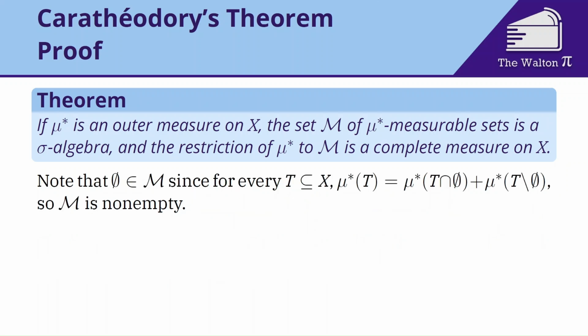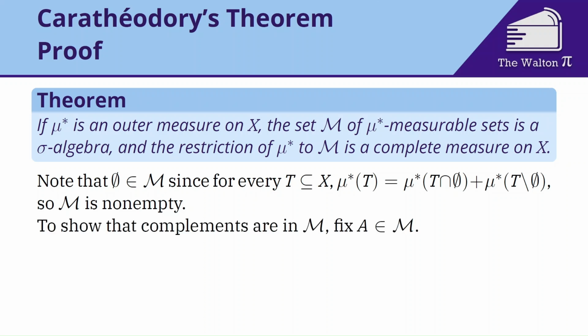So the empty set is in M, since for every test set T, mu star of T is equal to mu star of T intersect the empty set, so that's empty, plus mu star of T minus the empty set, which is T. So that tells us that M is non-empty, since the empty set at least is going to be an element. To show that complements are in M, let's fix some element A in M.